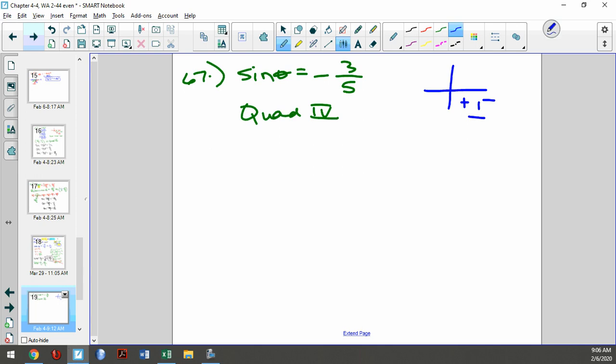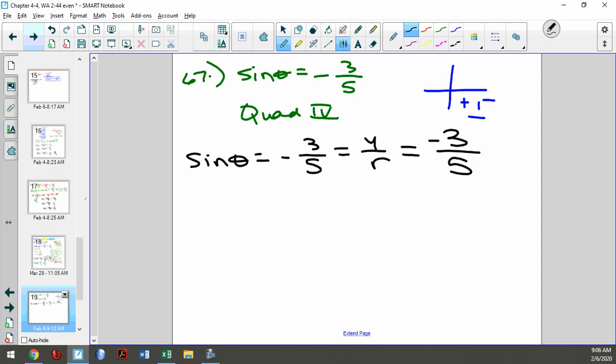Now, here's what your brain needs to understand. They are telling you that the sine of theta is equal to negative 3/5. What is sine understood to be, definition-wise? It is your y over your r. Now, what did we learn about our r value? It has to be positive, which implies the negative goes with the 3 and the 5 remains positive. Do we all understand that?